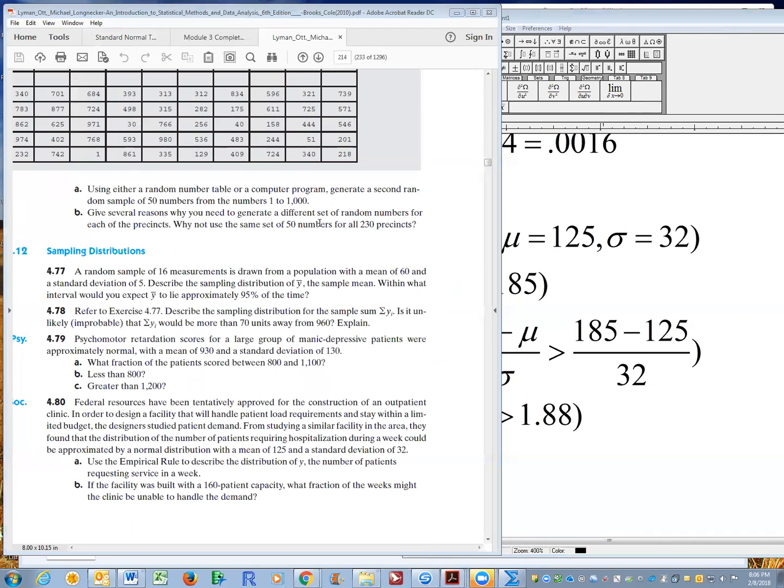Other questions? Any other questions from WebAssign? Or any questions from the practice problems? Or just questions in general?